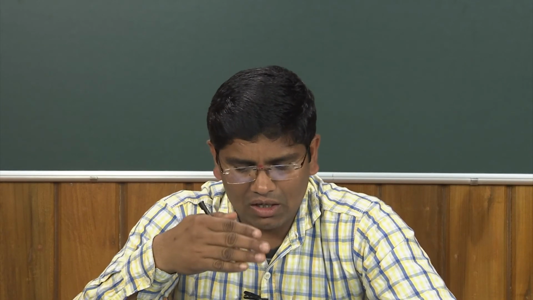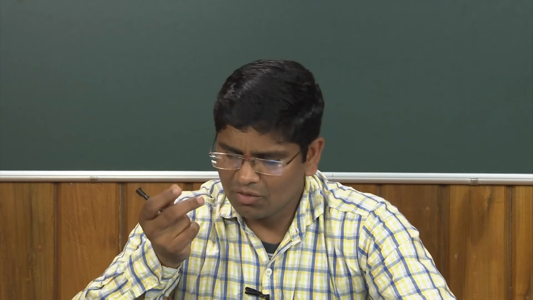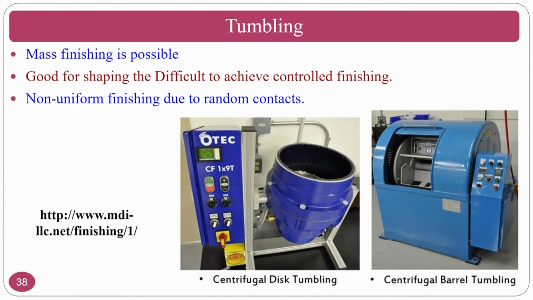If the tumbling or the vibratory ball finishing is going on, the interaction of abrasive particles with the components, at the same time the rotation of the bowls, will give large noise, and it occupies a large floor area also. This is the tumbling, you can see here. This is a process for mass finishing and good shaping, but not a finishing process.